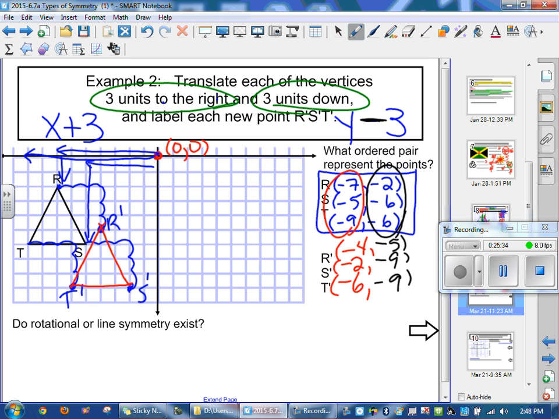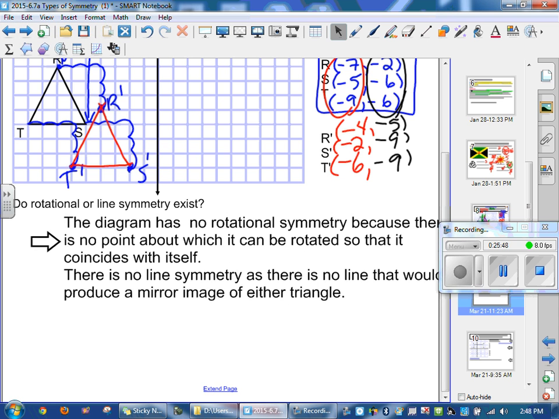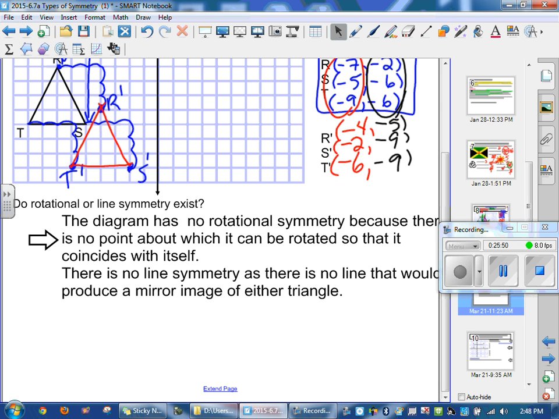Okay, check your work. Did you get all those points correct? Excellent. Now, what kind of symmetry does it have? Does it have rotational or line symmetry? Either of them? Can I rotate it? No rotational symmetry, no line symmetry. There's neither. So if you said nope, none of the above, you are right. It doesn't have either of them.